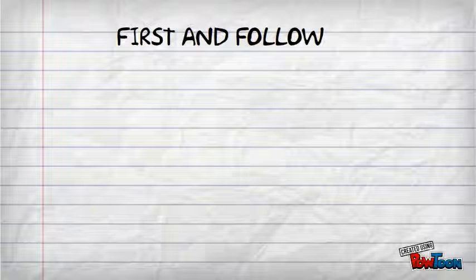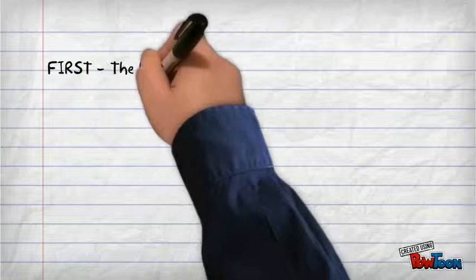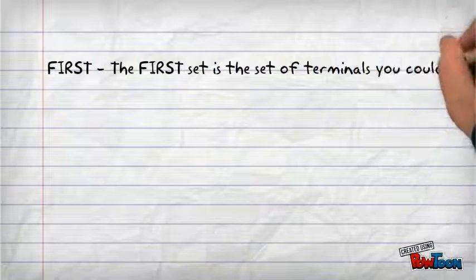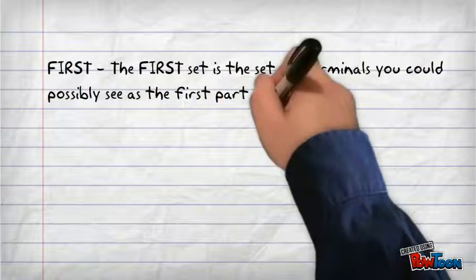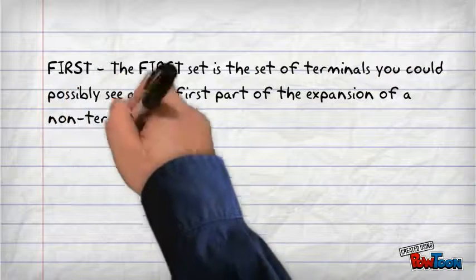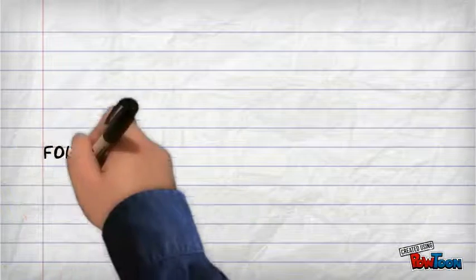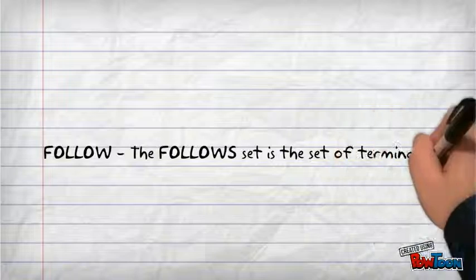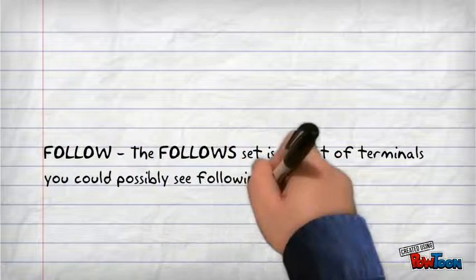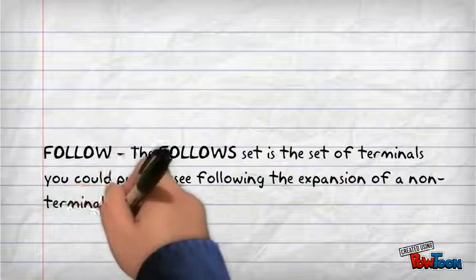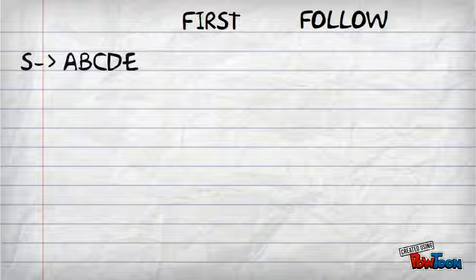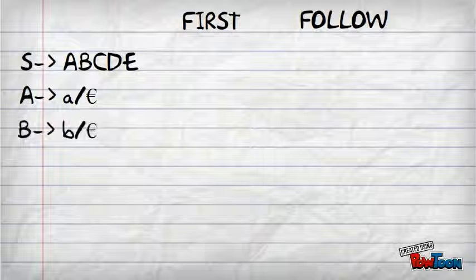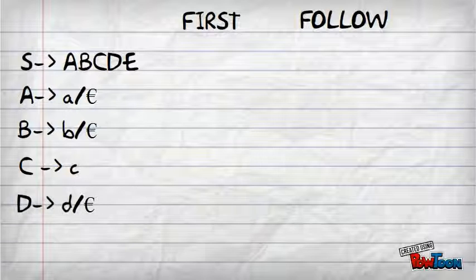First and follow. First is the set of terminals you could possibly see as the first part of the expansion of a non-terminal. Follow: the follow set is the set of terminals you could possibly see following the expansion of a non-terminal. In this grammar, we need to find out first and follow.